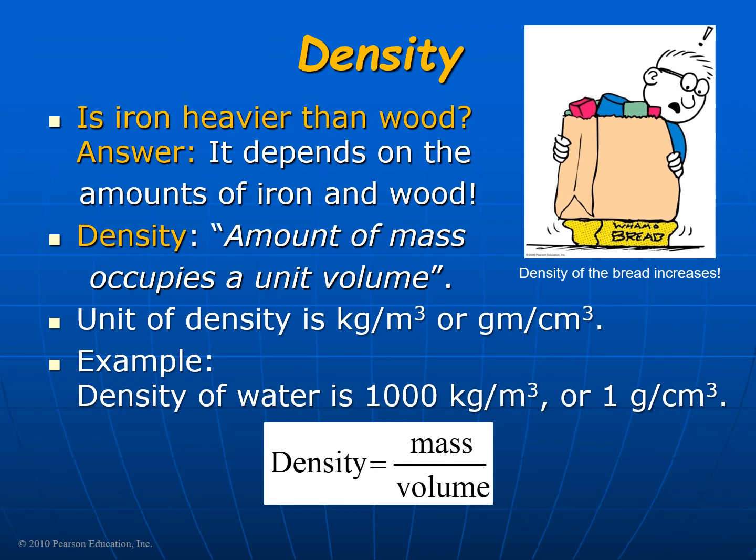For example, what is the density of water? The density of water is 1 gram per centimeter cubed in the CGS system. But in the SI system, the density of water is 1,000 kilograms per meter cubed. If we have a slice of bread and by accident put some pressure on it, the volume will reduce. When the volume reduces and the mass is the same, the density of the bread will increase.